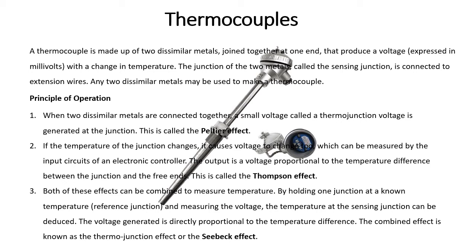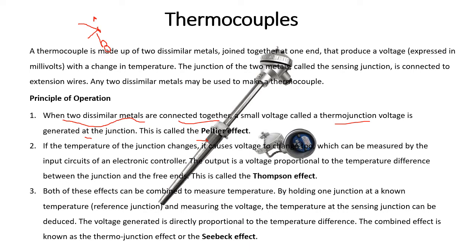Now let's understand the principle of operation. The principle says that whenever two dissimilar metals are connected together, a small voltage called a thermojunction voltage is generated at that junction. So if this is metal A and this is metal B, whenever you connect them, a voltage will be generated here.